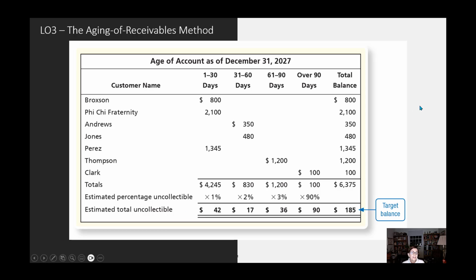All right, so let's take a look at what an aging of receivables looks like. And here's a simple example. This company only has 7 different customers in their receivables. The aging shows how old the receivable is. So is the receivable brand new? In other words, the customer just bought something from us and they don't even have to pay yet.